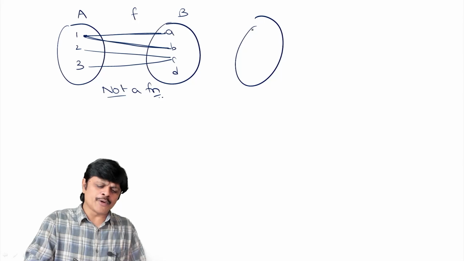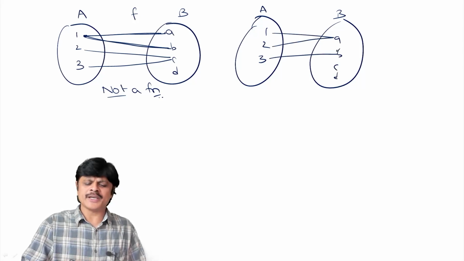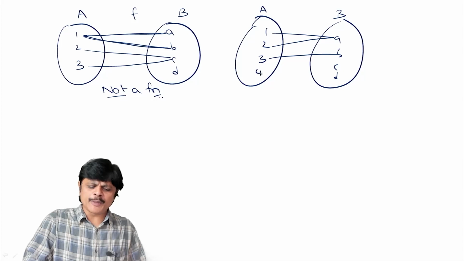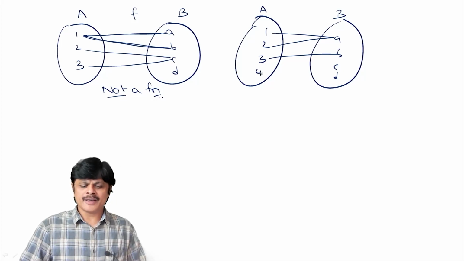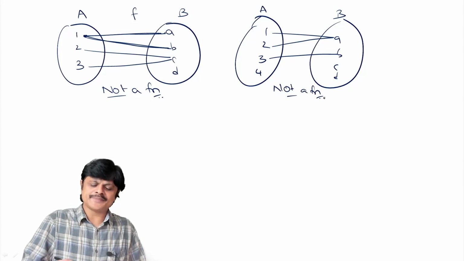So if I give one more example, set A, set B with same 1, 2, 3 elements and same A, B, C, D elements, and 1 goes to A, 2 goes to A, 3 goes to B. Is it a function? Obviously it is a function. Suppose if I give one more element in A like 4, it is not a function because 4 is not used. Not a function.